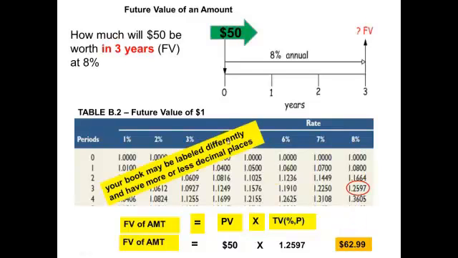And your table may look a little different than this. I just picked a segment of this table. For example, your tables could go all the way out to, say, 20% interest, and they might go up to 50 periods. You could also have decimal places a little bit different than mine. Mine are carried out to 4 places. Yours might be carried out to 3 or to 5 or some other number. But the point is, you want to use the future value of an amount table.